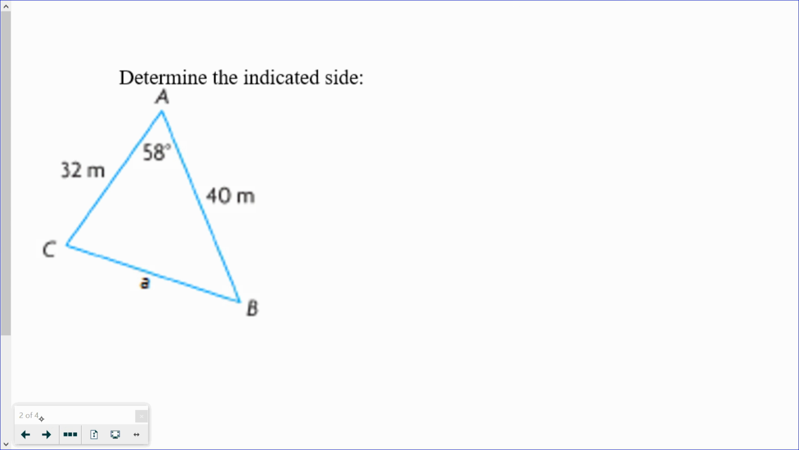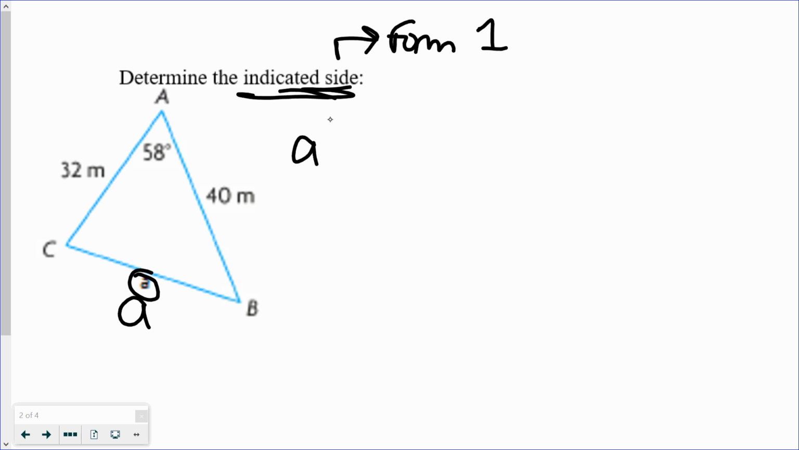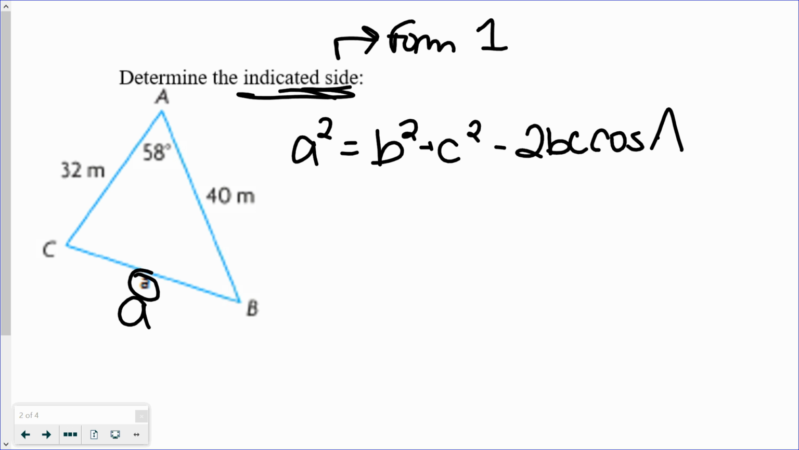So determine the indicated side. So I see right away, indicated side, I'm going to use form 1 of the cosine law, because again, it's asking us to look for a side length. This triangle, thankfully, is labeled ABC the way we would want it. So side length A is my unknown side here. This is what I'm looking for. If I needed to relabel my triangle, I could do that, but thankfully this one is actually good. So A squared is equal to B squared plus C squared minus 2BC times the cosine of angle A.